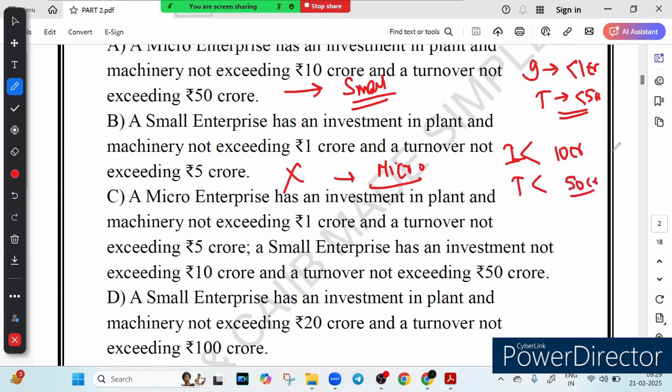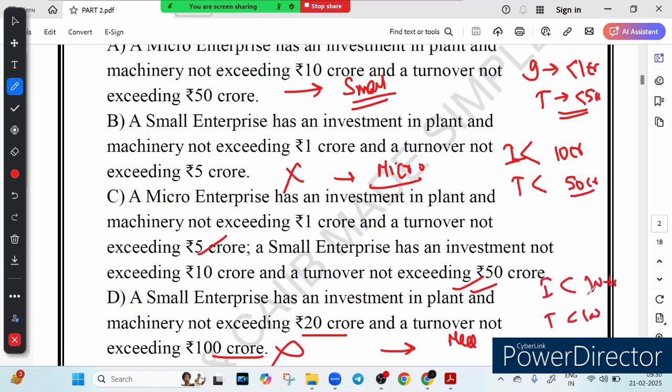So option C says that a micro enterprise 1 crore, 5 crore, yes, correct, very nice, and a small enterprise 10 to 50, yes, this is also correct. So absolutely correct. This is the exact definition as per the government revised MSME classification. And option D is also wrong, not exceeding 20 crore and 100 crore, this is wrong, right? This is the condition for medium enterprise, right? For medium enterprise, 20 crore investment and turnover is 100 crore, right?